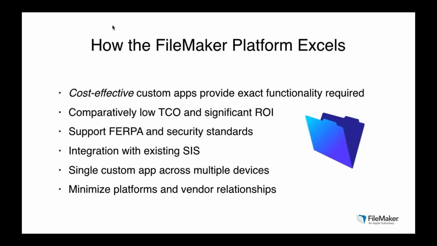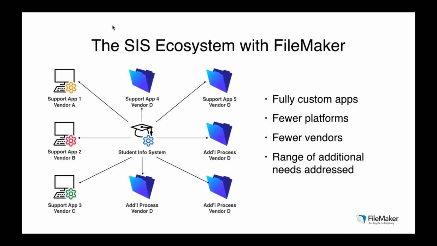And because you're building different applications with one platform in FileMaker, and FileMaker can accommodate so many different needs, you're also going to tend to minimize your platforms and the vendor relationships. So this is what an SIS ecosystem might look like with FileMaker. You might reduce the number of support apps that you need, but most importantly, you get fully customized apps for each of your needs. So you can add additional processes to the ones that you're already accommodating in your ecosystem. You can minimize the number of platforms. If you're working with one vendor who can create a range of FileMaker applications, or you have someone within IT that is really an expert at FileMaker and can build applications for different departments, you can have fewer vendors or fewer people supporting those apps. And all of that results in a range of additional needs addressed than you might get without the FileMaker platform.